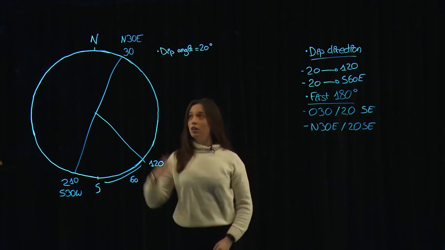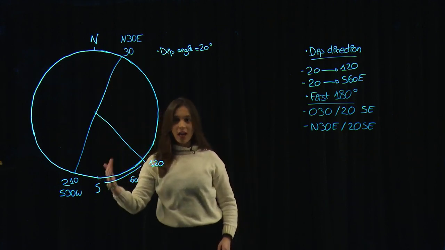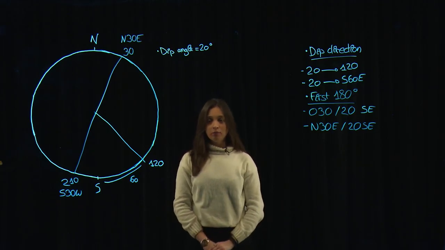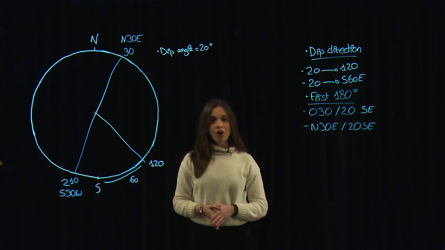Using only the first 180 degrees leaves some ambiguity in our measurement. This can be resolved by making the strike depend on the dip. And that's the main advantage of the hand rule.